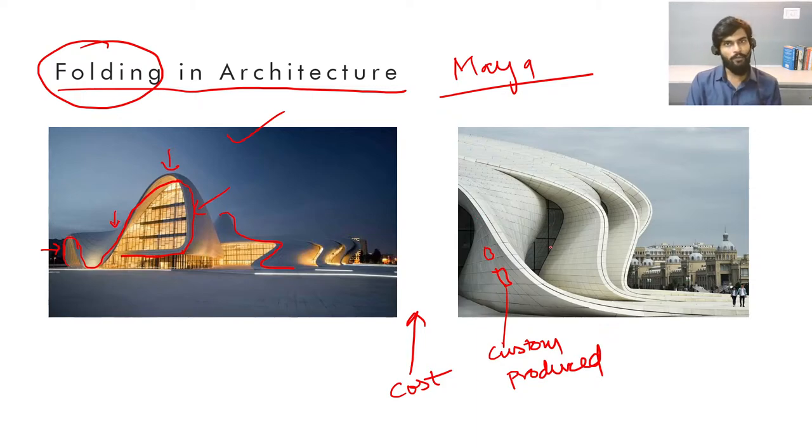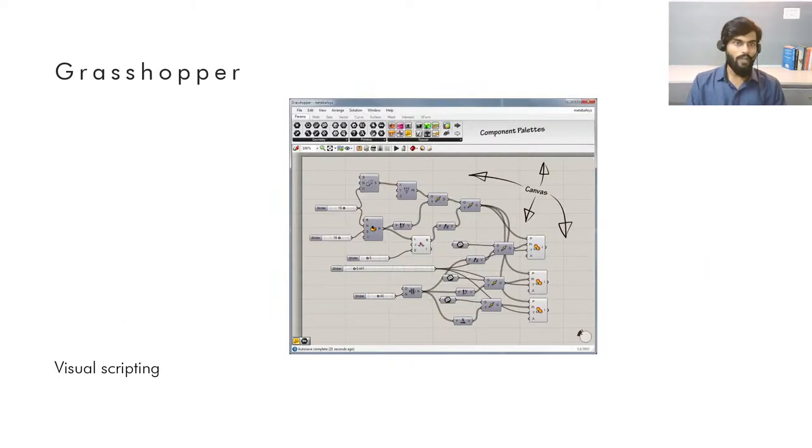The carbon footprint was very high and the cost was very high. There was a lot of wastage as well, because you can see that there is a lot of custom production, so a lot of material would be wasted. A lot of engineering would be done on each of these panels. So this changed with the introduction of Grasshopper.